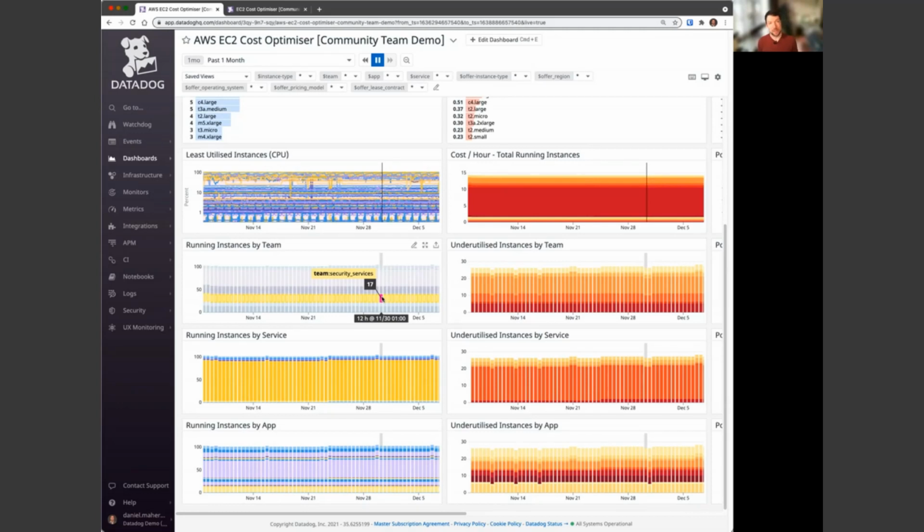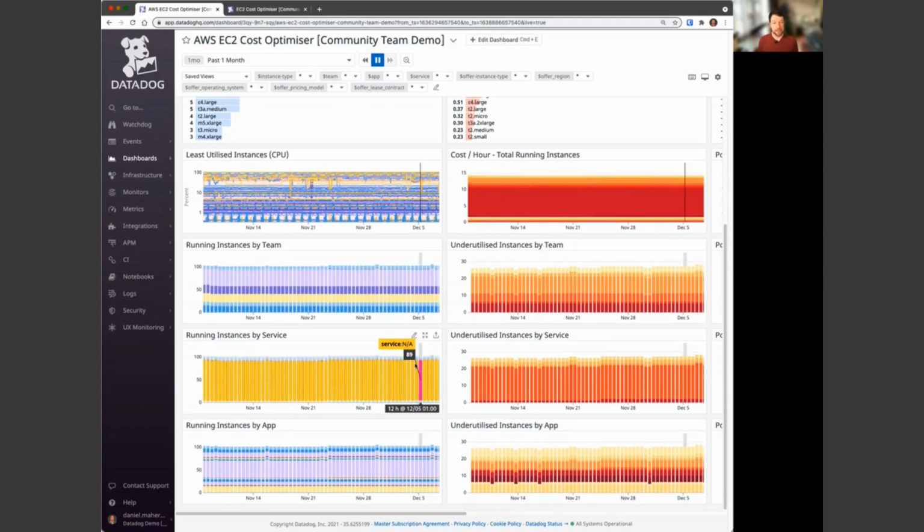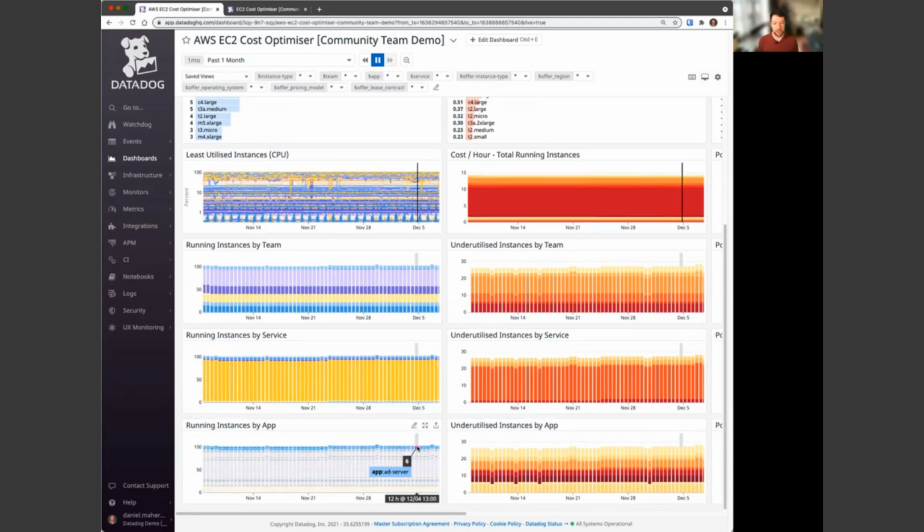Does it make sense? Do they need more? Do they need less? Do they need it differently? Right? To dive in there. Running instances by service, and here again I maybe need a little bit more metadata on there, right? But Consul, AppGate, some good stuff there. And then running instances by application as well. So you can just see different ways to break things down.